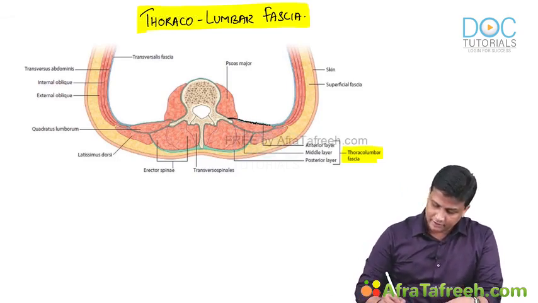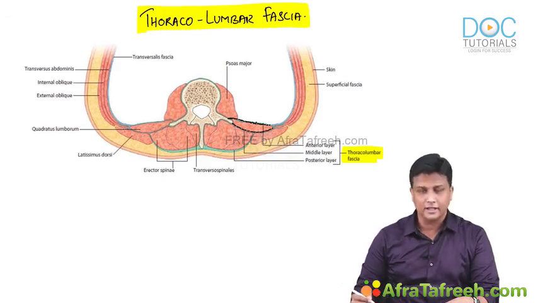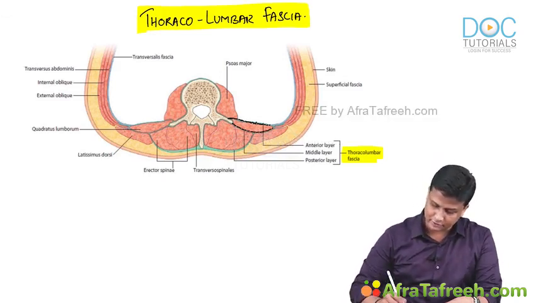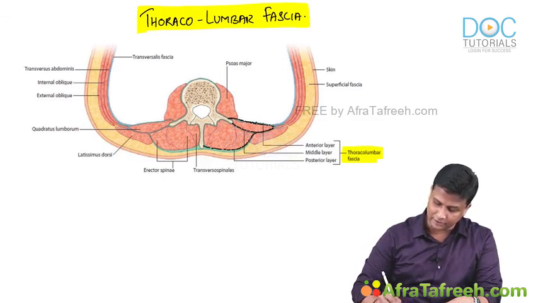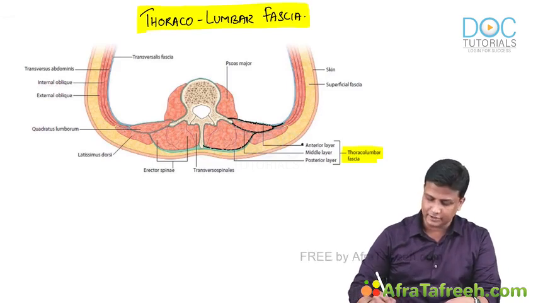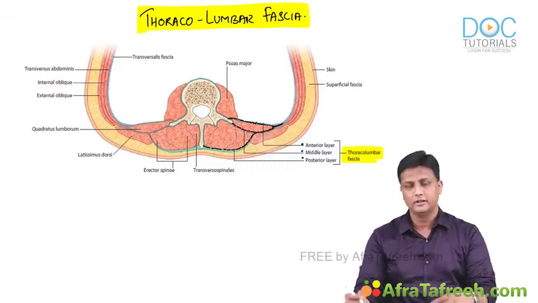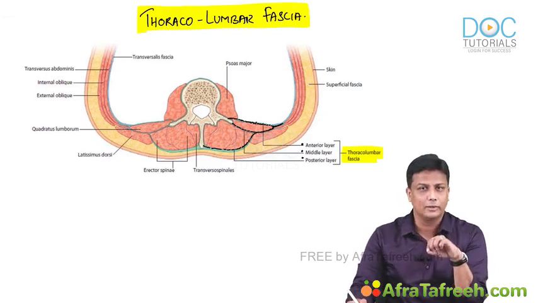And then there is a middle layer which is coming from the tip of the transverse process here. And then there will be a posterior layer coming from the tip of the spinous process here. So these are the 3 layers of the thoracolumbar fascia. There will be an anterior layer, a middle layer and a posterior layer.